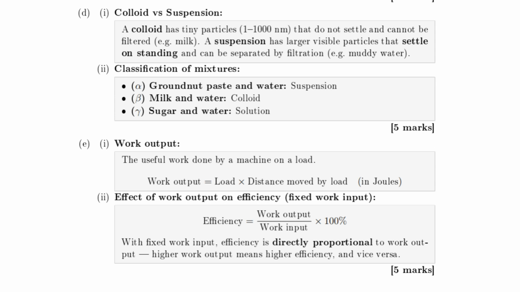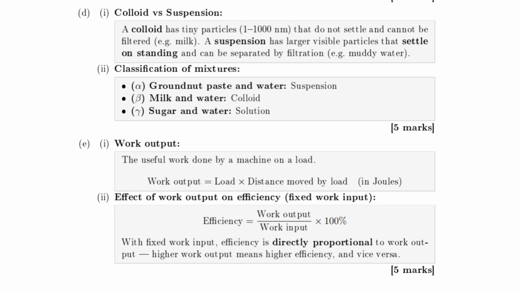So, the effect of work output on efficiency. We have efficiency is equal to work output over work input. So when the work input is fixed, efficiency is directly proportional to the work output. Higher work output means higher efficiency and vice versa. So vice versa means what? If you have a lower work output, you have a lower efficiency.